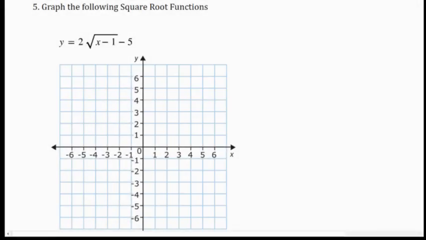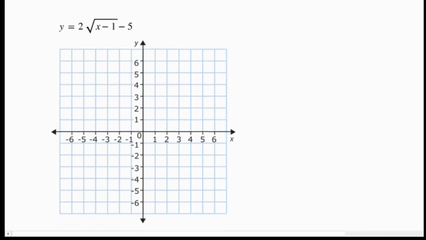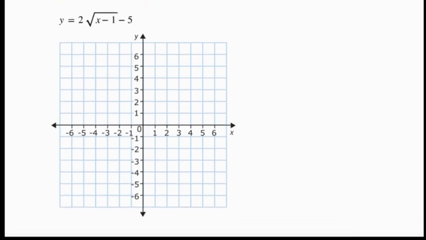Here we're asked to graph the following square root functions. So the first one here, we have a couple different transformations, an a, an h, and a k. The first step that I would do here is I'm going to make an xy table at the end of this for my coordinates.